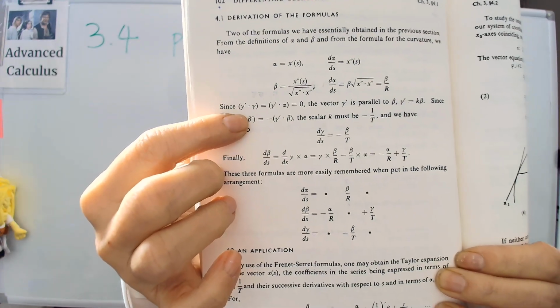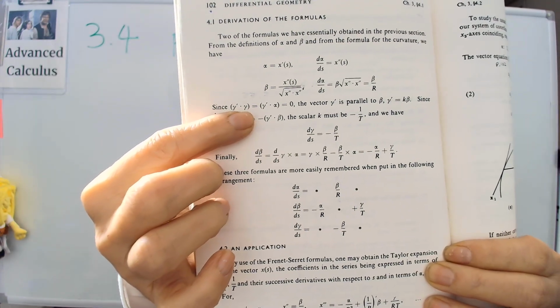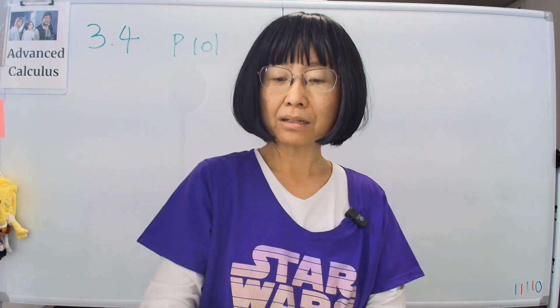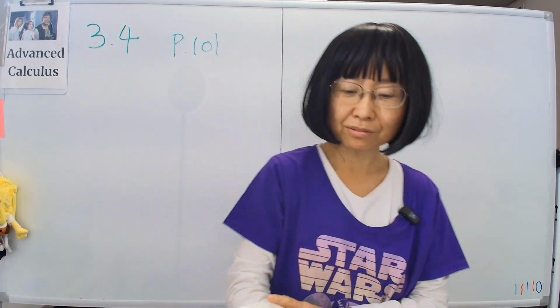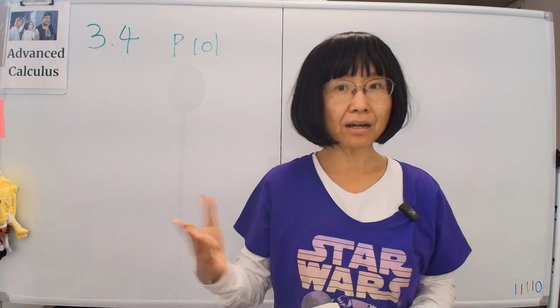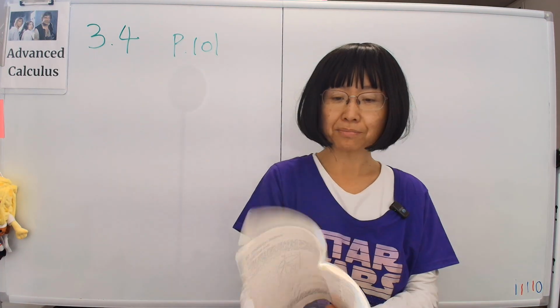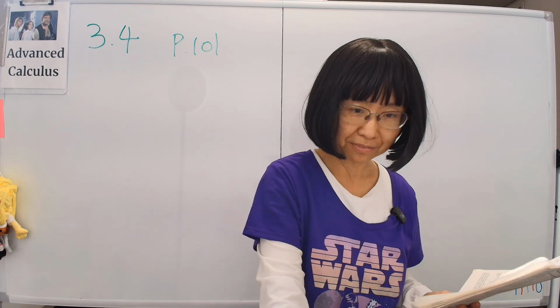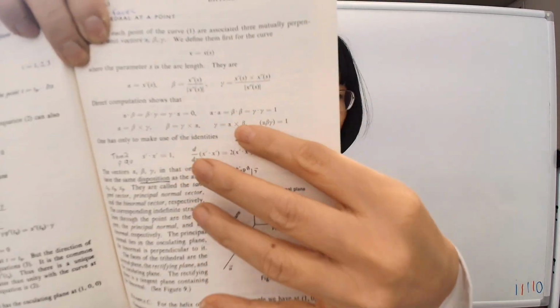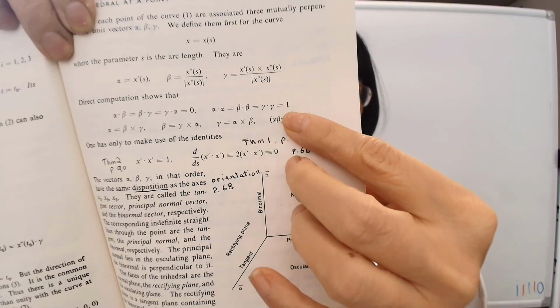Gamma prime dot gamma equals 0. How do we know that? This is something that we've done earlier. You know that gamma dot gamma equals 1. Let me find it and show you. I found it on page 95. As you can see, on page 95 we have gamma dot gamma equals 1 always.